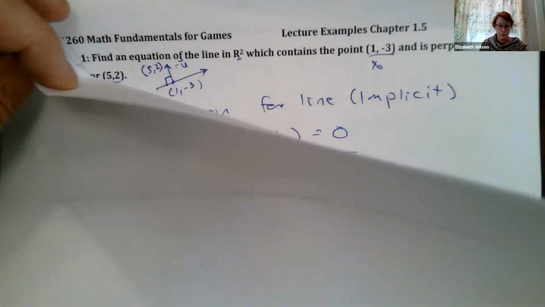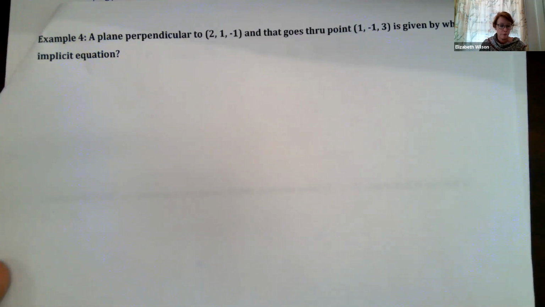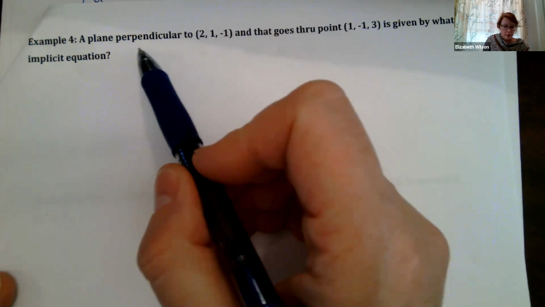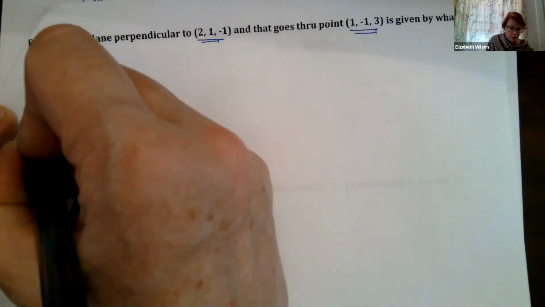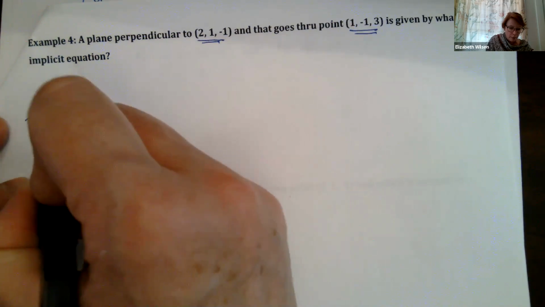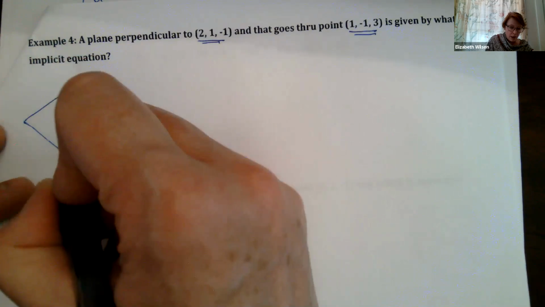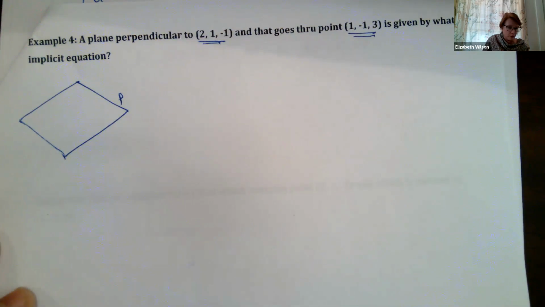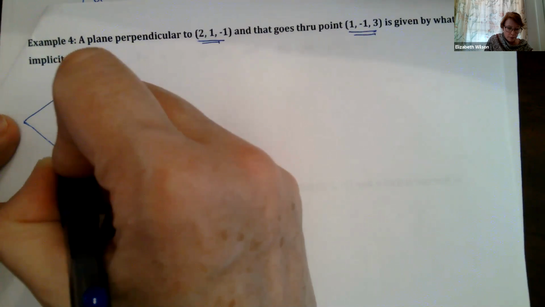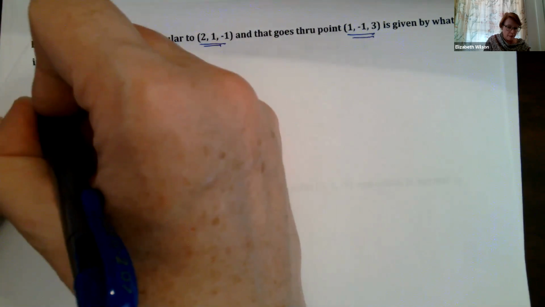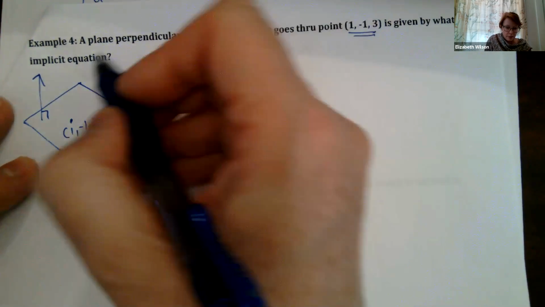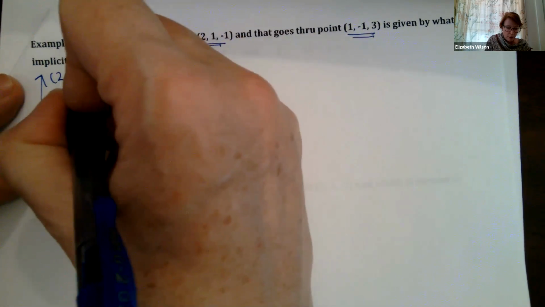So we're on lecture examples for 1.5, and we're looking at example number 4. We've got a plane that's perpendicular to this vector right here, and it goes through this point, and we want to say what's the implicit equation that will describe this plane. I always like to draw a picture just so I can think about it in my mind. You don't have to. You're typically not graded on your pictures, but it can help you think about what's going on. So here's my point, which is 1, minus 1, 3. And then on this plane, I have the vector that's perpendicular to that. So this is 2, 1, minus 1.